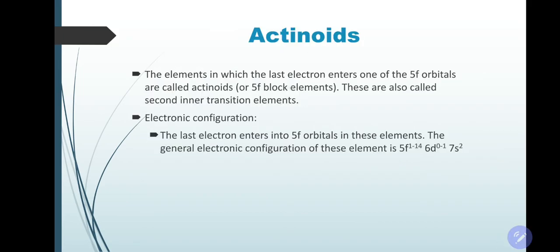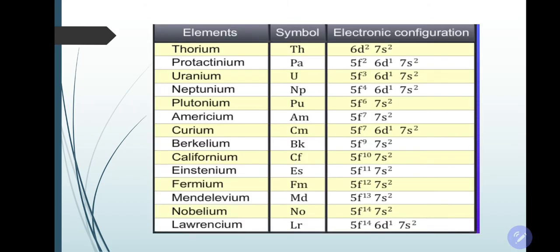Now let us see what are actinoids. The elements in which the last electron enters the 5f orbital are known as actinoids, okay. They are also called second inner transition elements. Their electronic configuration basically consists of 5f 1 to 14, 6d 0 to 1 and 7s2, okay. So the actinoids start from thorium till lawrencium, clear, okay. And as you can see, the number of electrons in the f block will gradually increase.